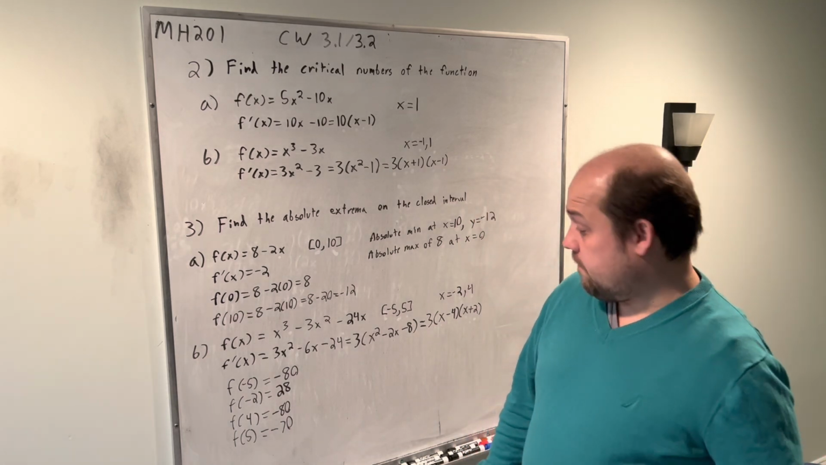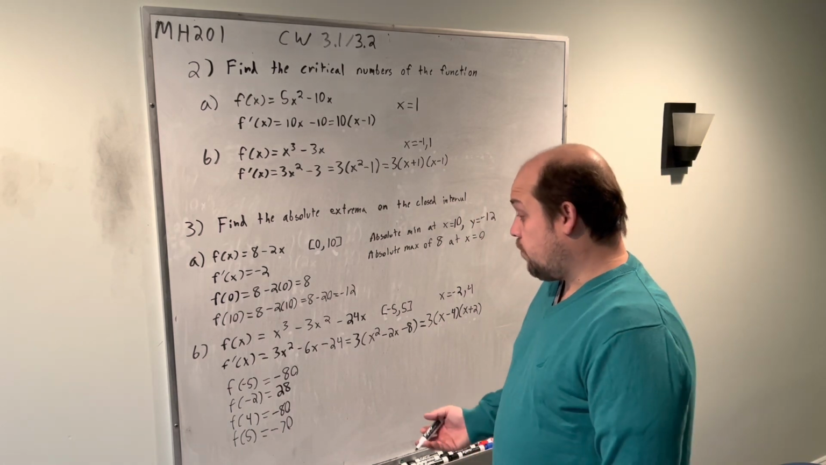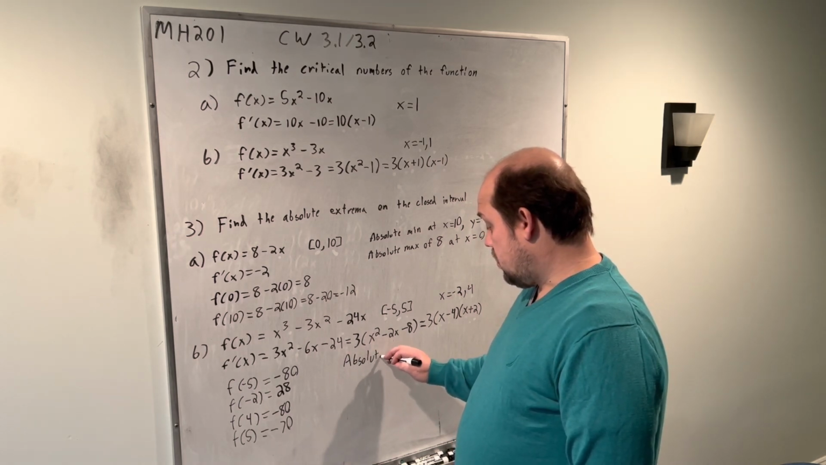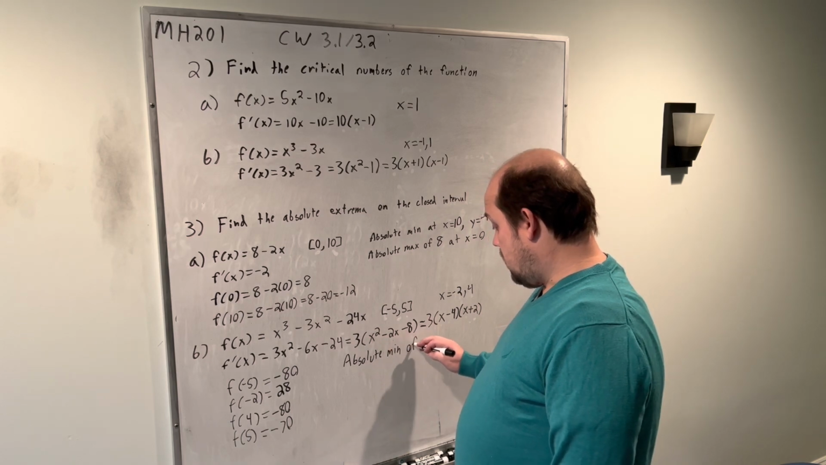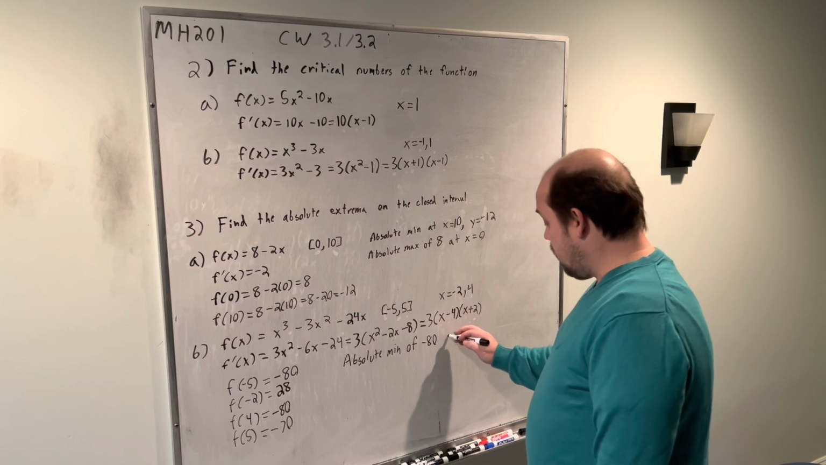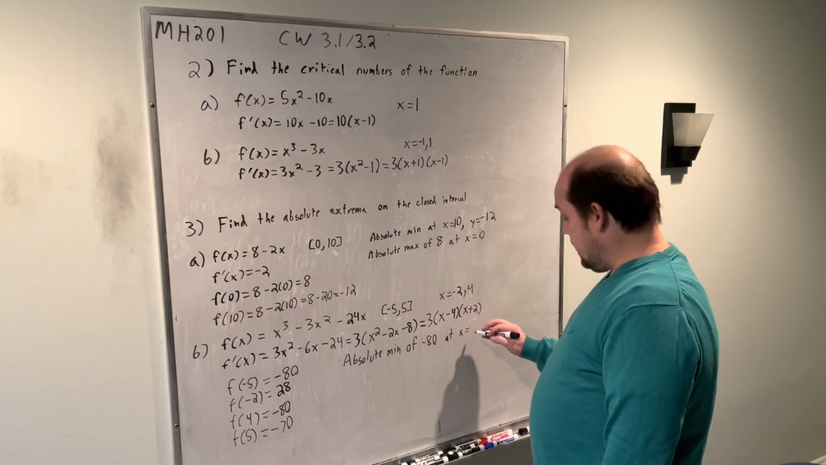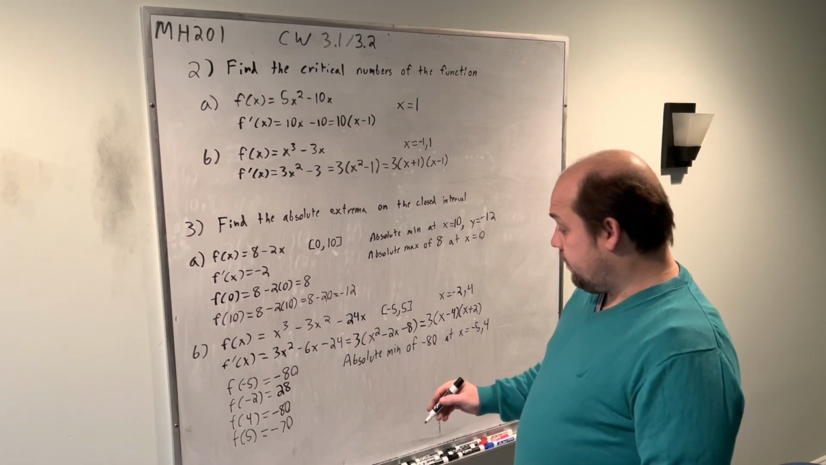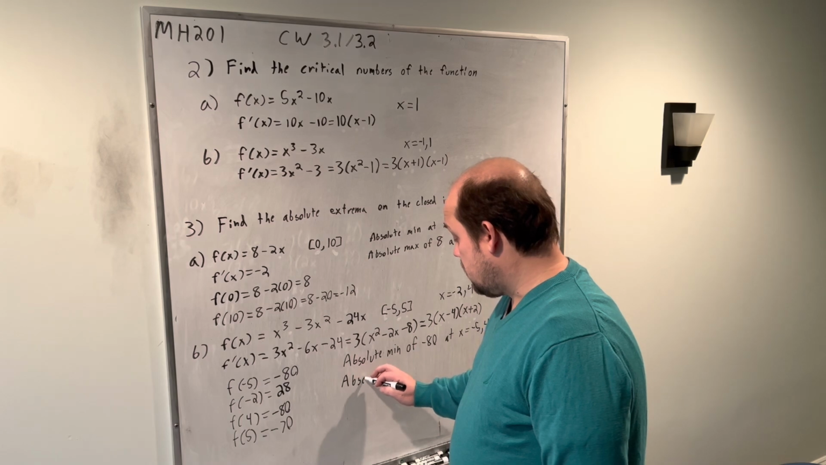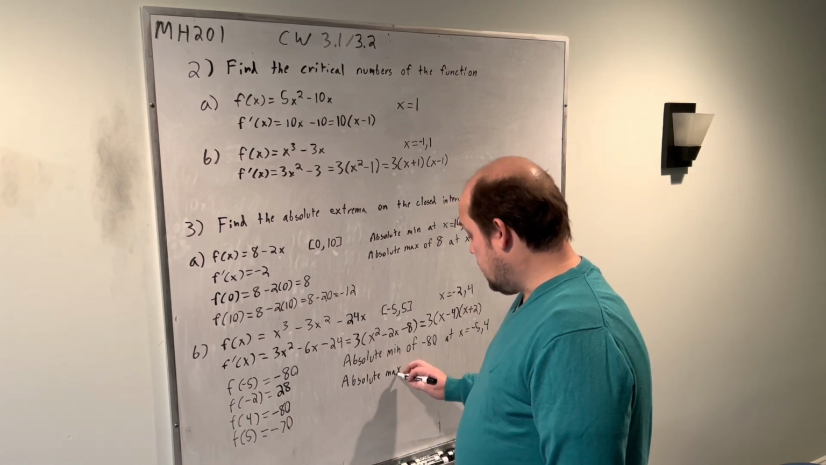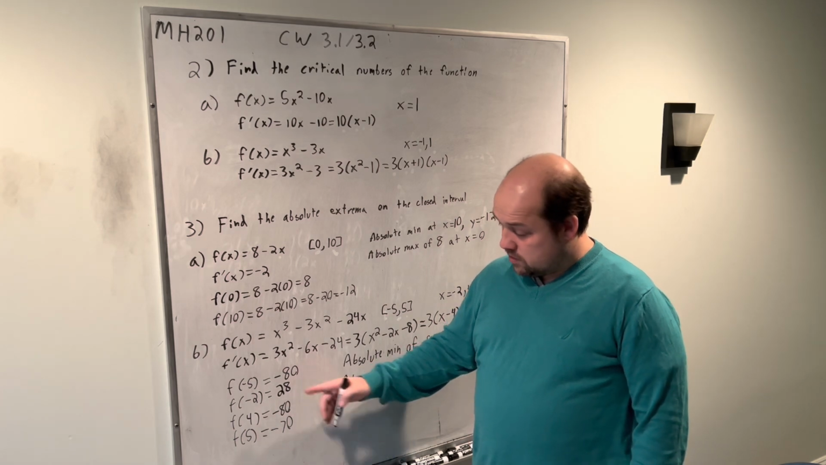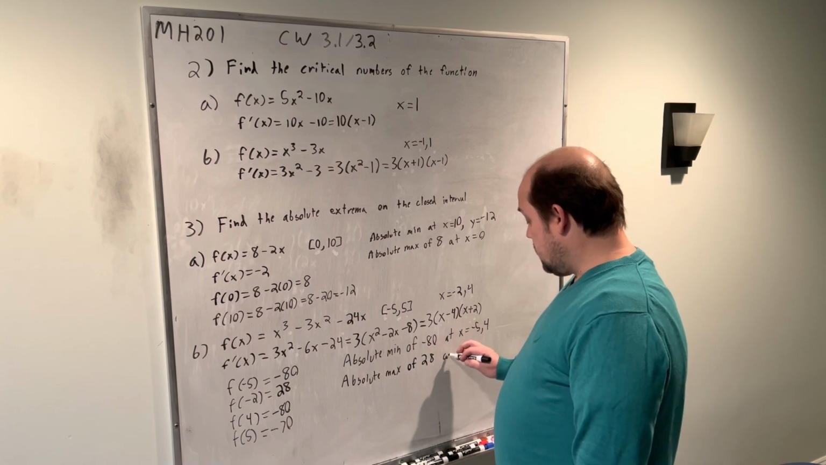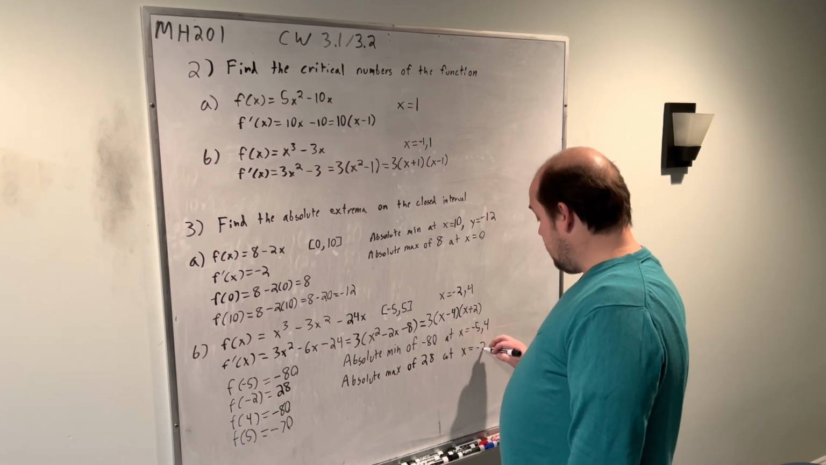So as you can see, I found values for each of these. When I now want to report the absolute min and max, the absolute min is negative 80, and it occurs at x equals negative 5 and x equals 4. When I look for the absolute max, it's the highest value that I returned. The highest value that I returned was a positive 28. So the absolute max of positive 28 is occurring at the x value negative 2.